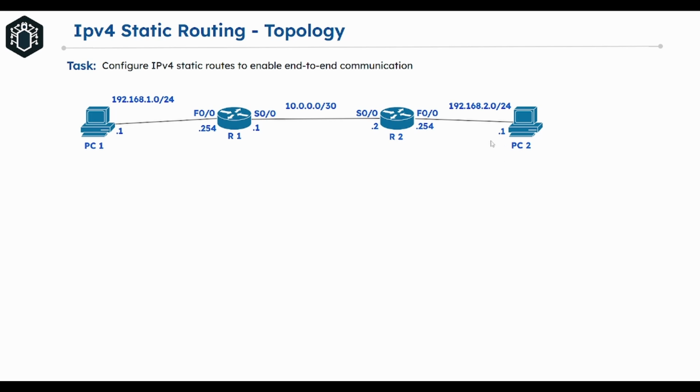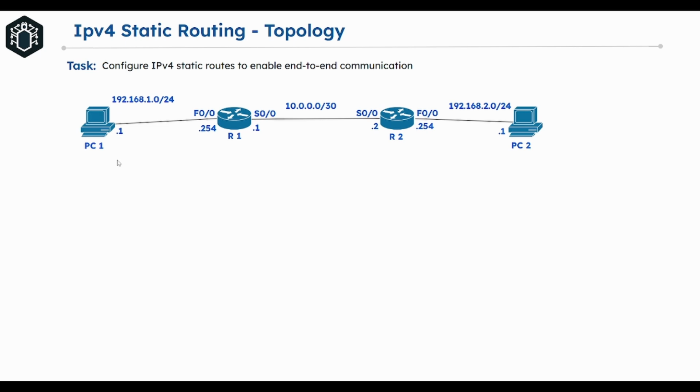On the other side, we have PC2. It has the IP address of 192.168.2.1 and its default gateway is 192.168.2.254, which is router 2. So PC2 belongs to the network 192.168.2.0/24. Lastly, the two routers are connected using the network 10.0.0.0/30, and router 1 has the IP address of 10.0.0.1 whereas router 2 has the IP address of 10.0.0.2.